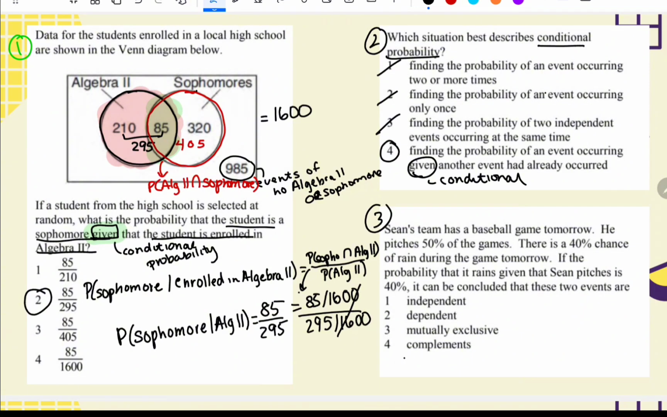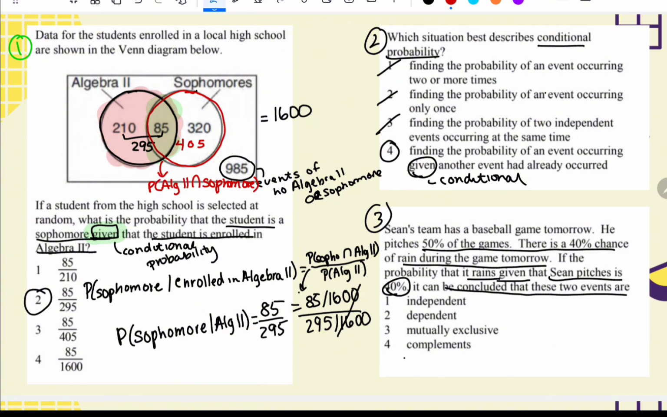Question number 3. Question number 3 says, Sean's team has a baseball game tomorrow. He pitches 50% of the games. There is a 40% chance of rain during the game tomorrow. The probability that it rains, given that Sean pitches, is 40%. It can be concluded that these two events are... So, let's break down our information that we get.